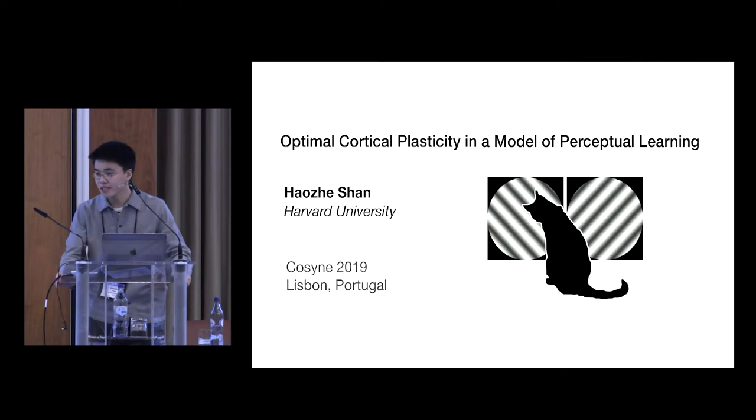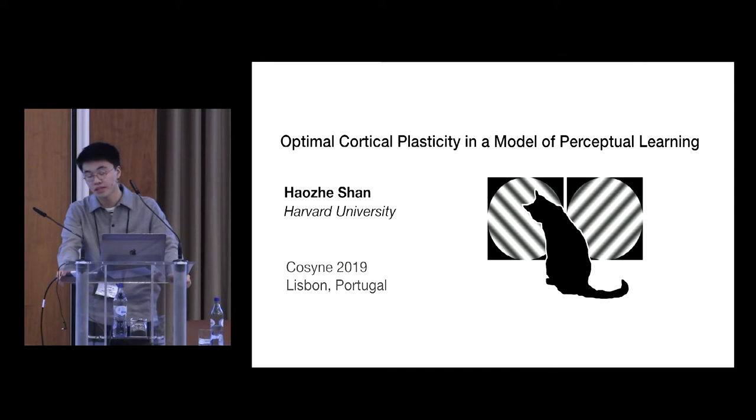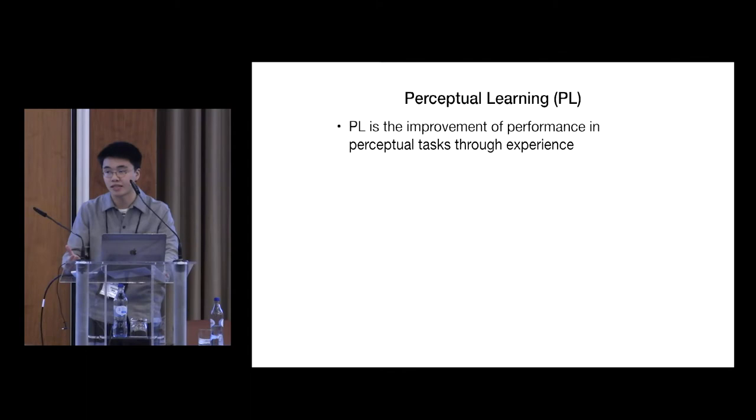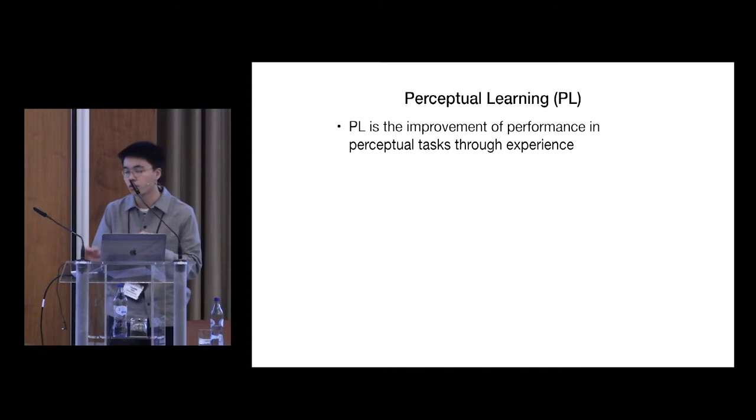I'm very excited to be here today to discuss our recent work, Optimal Cortical Plasticity in a Model of Perceptual Learning. In case you're not familiar with the idea of perceptual learning, let me give you some details. Perceptual learning refers to the improvement of performance in a perceptual task through experience. Perceptual tasks are, for example, telling apart two auditory tones or bars of different orientations.